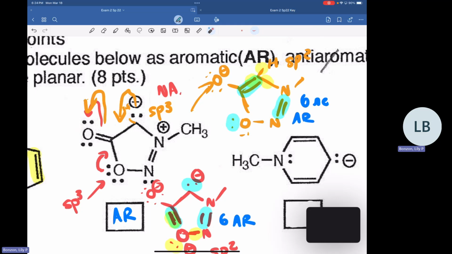Oh yeah, we could look at it that way. So we're looking at it here. We've got two from the double bond, and then we've got 2 from the carbanion, so it'd also be 6.